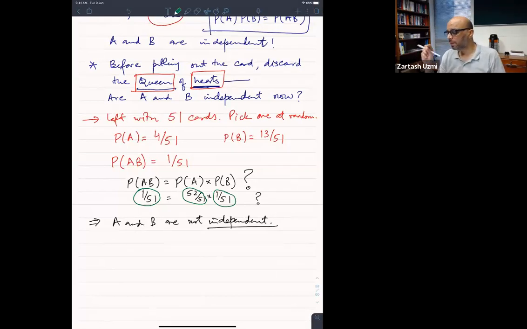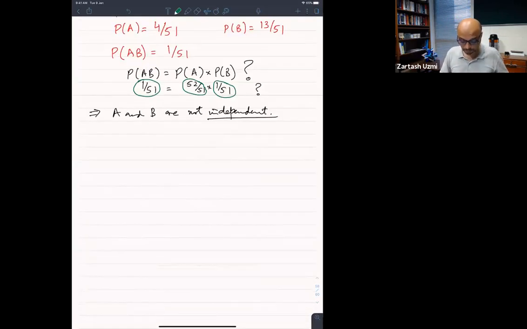So that means that although A and B are not independent, their dependence is very, very small. The reason their dependence is very small is because we have thrown away only one card out of those 52 cards. If we had thrown away many cards, then this dependence would keep on increasing. Okay.